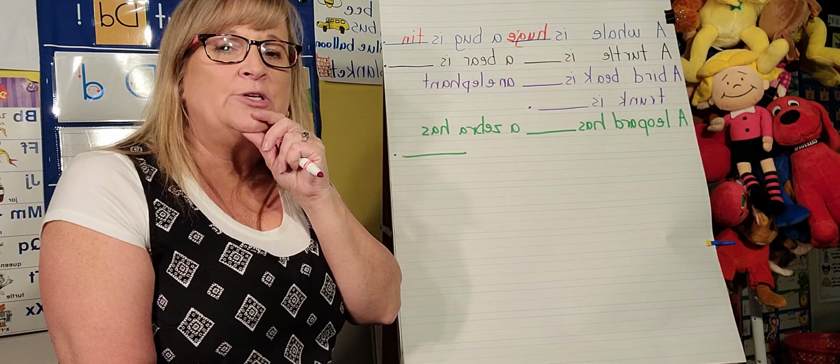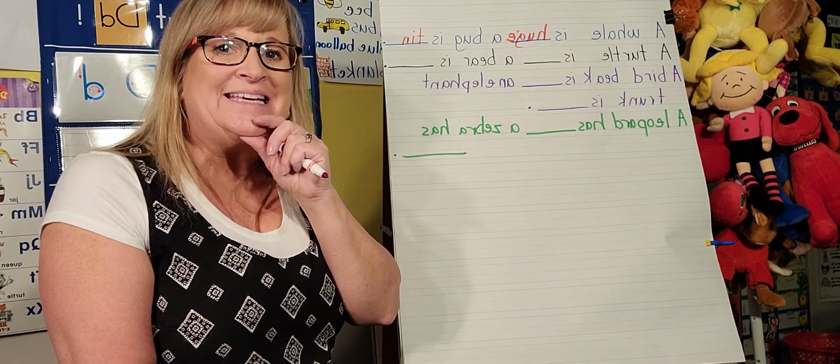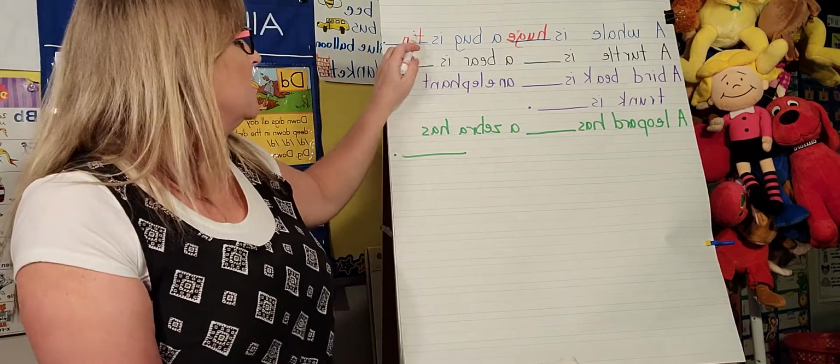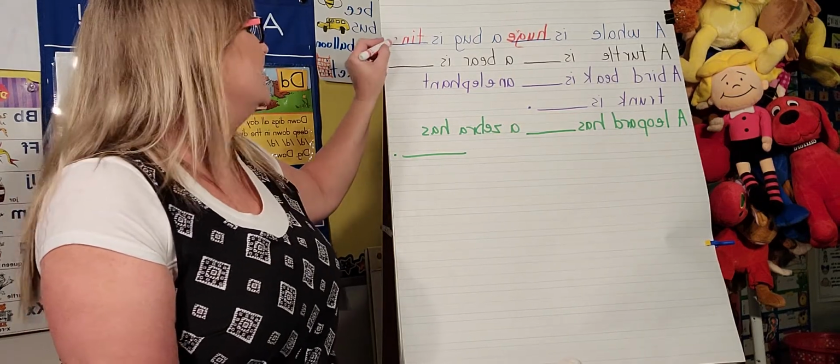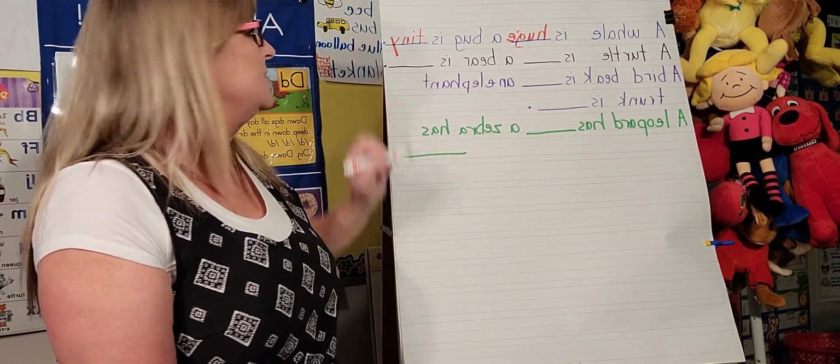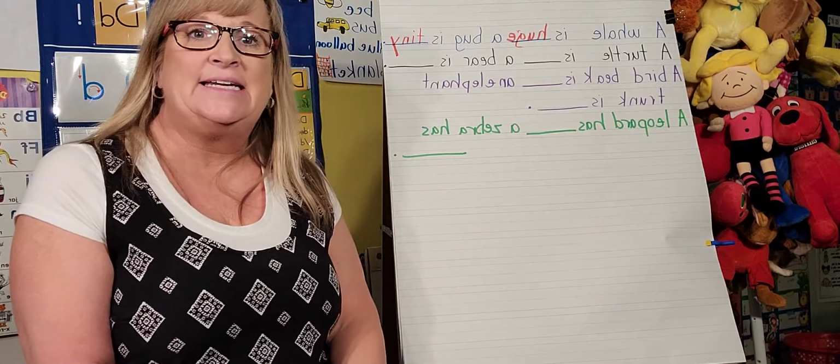So what letter do we use instead? How do we spell E at the end of a word? Tie, knee. We use a Y, yeah. A Y sometimes says E, tie, knee.